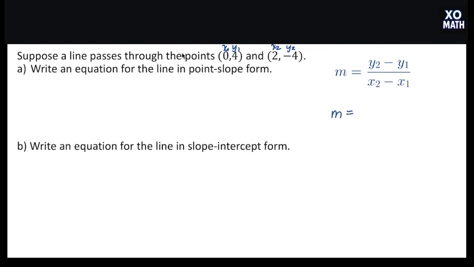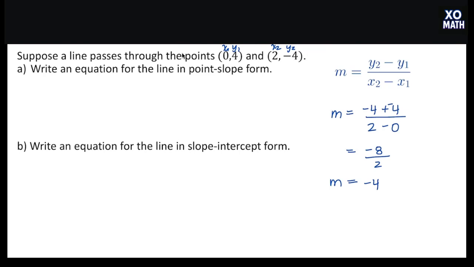m is equal to y2, so we have -4 minus y sub 1, which is 4, all over x sub 2, that was 2, minus x sub 1, which is 0. So I have -4 minus 4, so we'll add the opposite, we'll have -8 on top divided by 2, and -8 divided by 2 is -4. So now we have our slope, m equals -4.